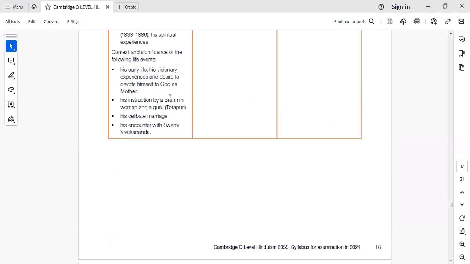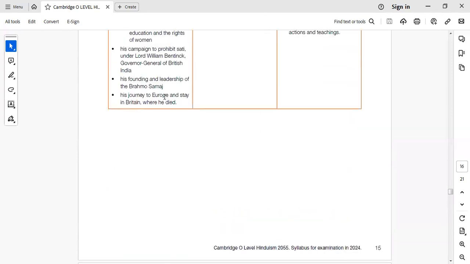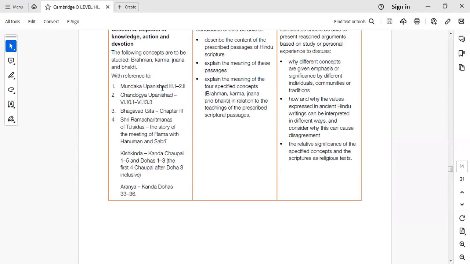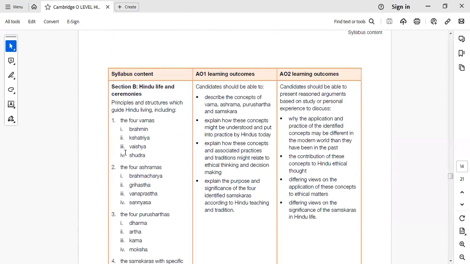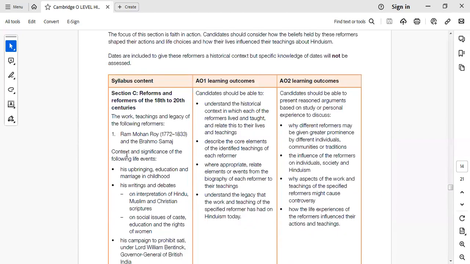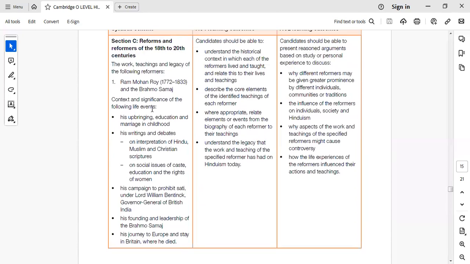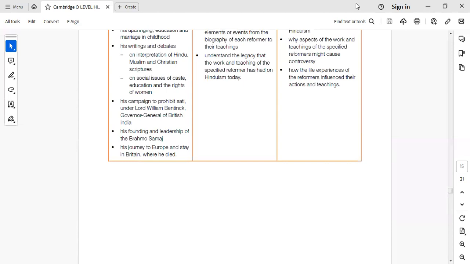Again, in paper 2, you will have to attempt 1 question in section A. In section B, you will have to attempt 1 question. And in section C, you will have to attempt 1 question. 3 questions in all.